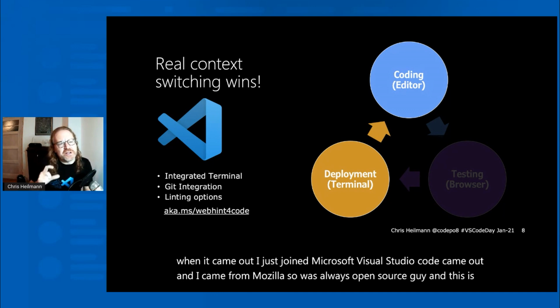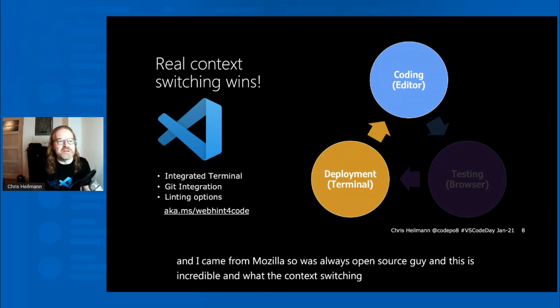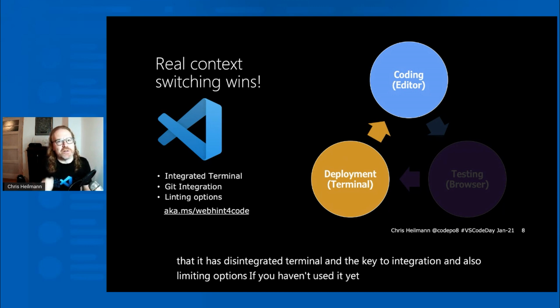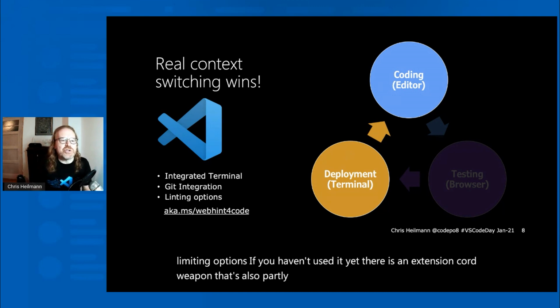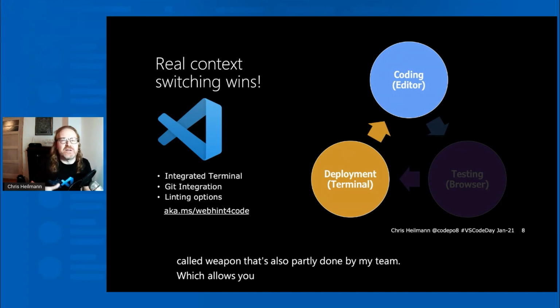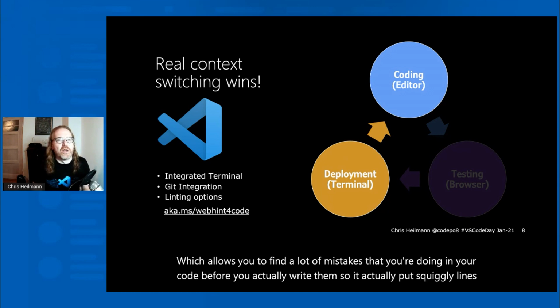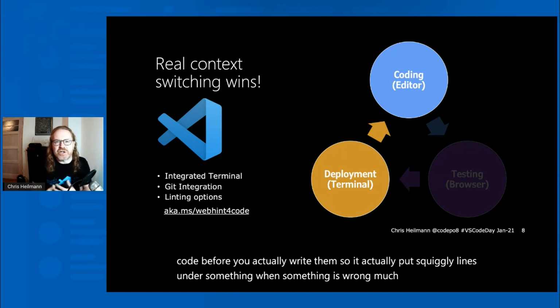And what the context switching win in VS Code is to me is that it has this integrated terminal and the Git integration and also linting options. If you haven't used it yet, there's an extension called WebHint that's also partly done by my team, which allows you to find a lot of mistakes in your code before you actually write them. So it actually puts squiggly lines under something when something is wrong, much like CSS linting or JavaScript linting does for you as well.